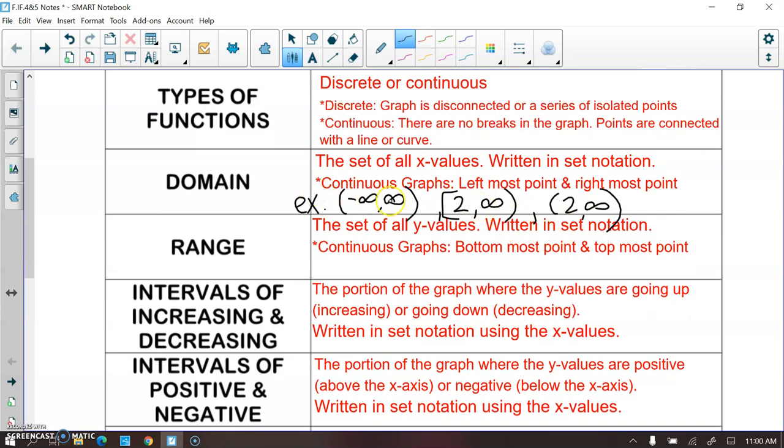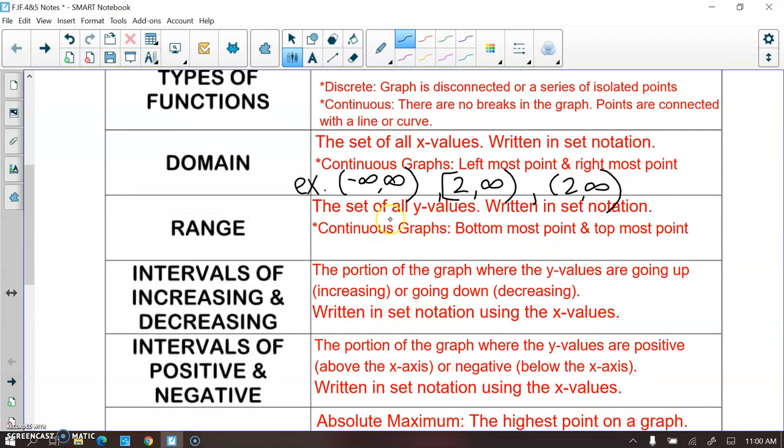Now, for continuous graphs, your domain is always going to be the leftmost point and then the rightmost point reported out. And then for range, the set of all y values, we're going to also write in set notation. And for continuous graphs, it's the bottommost point and the topmost point. So let's go through and do the domain and range for numbers 1 through 4.